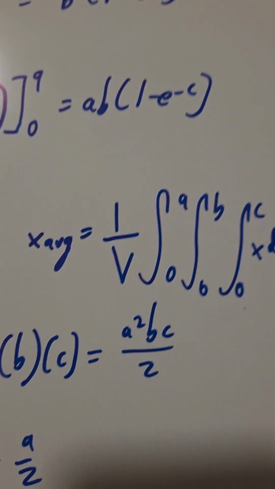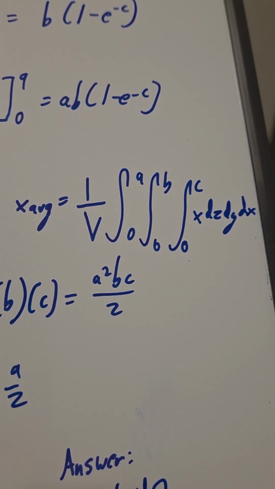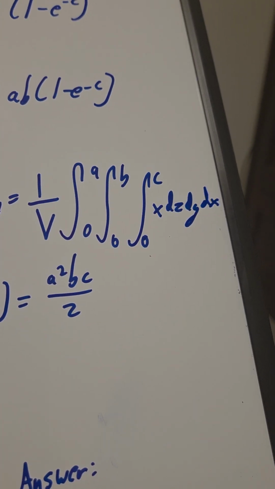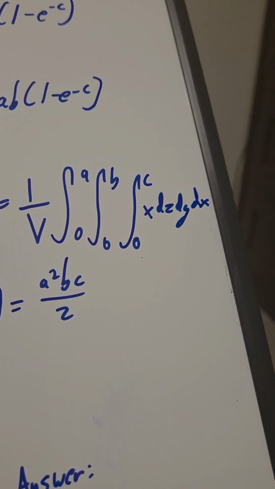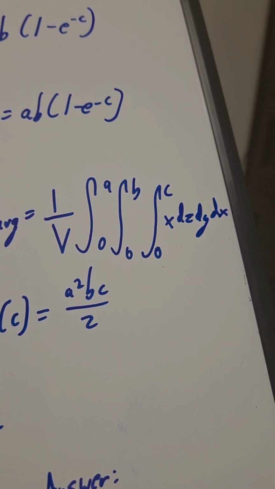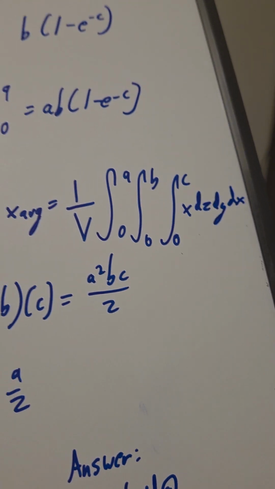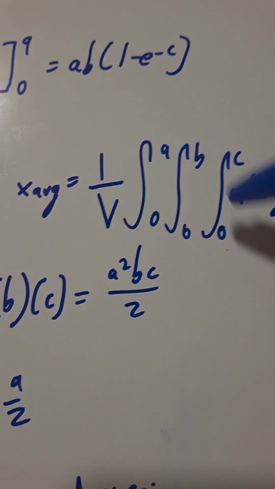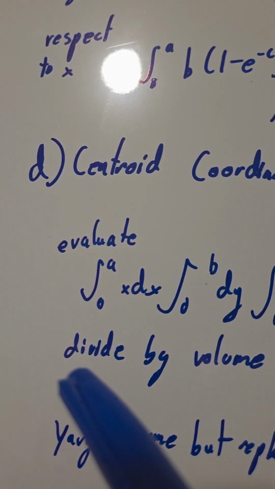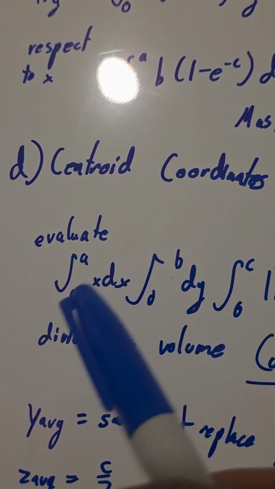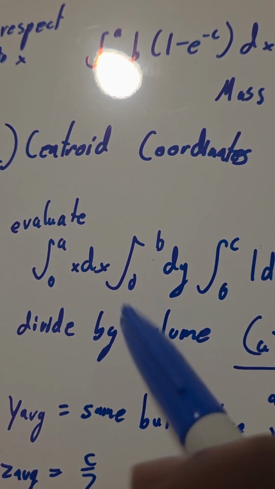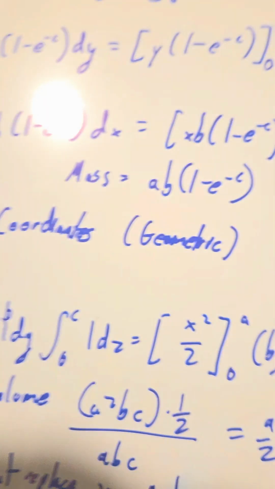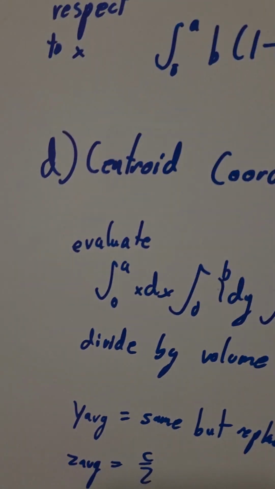We start with this equation where we use the volume. We'll divide by the volume, and we'll calculate the x average by doing the integral from 0 to a, 0 to b, 0 to c, of x dx. Of course, I evaluated it here. Oh, I forgot to write a 1 here. One second. Okay, back to explaining.